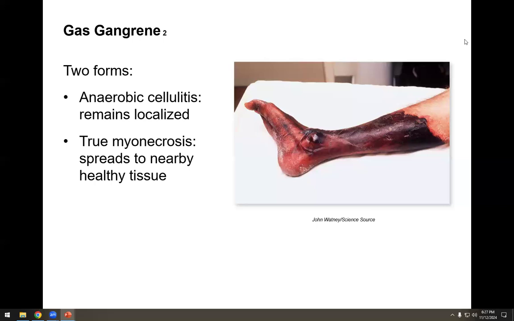That's pretty much what you're going to see there. And then in true myonecrosis, we have death of the muscle. So it's true necrosis, right? We have true death of tissue here. Because of all the inflammation that's involved, we'll have swelling, but in addition to the swelling from the inflammation, we also have swelling from the gas that's being produced by the bacteria.